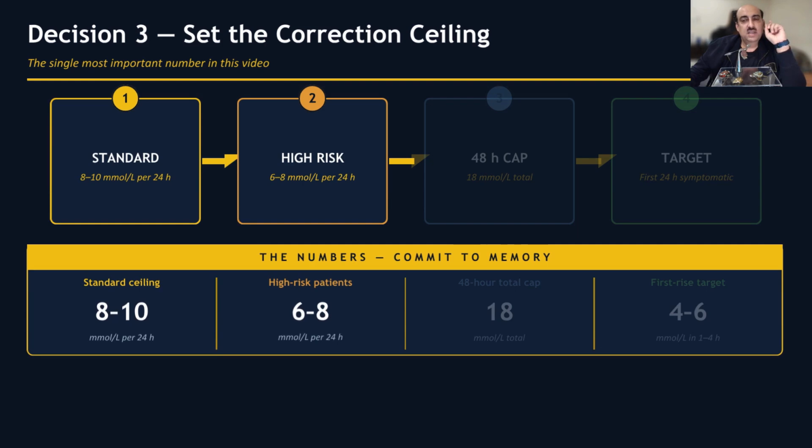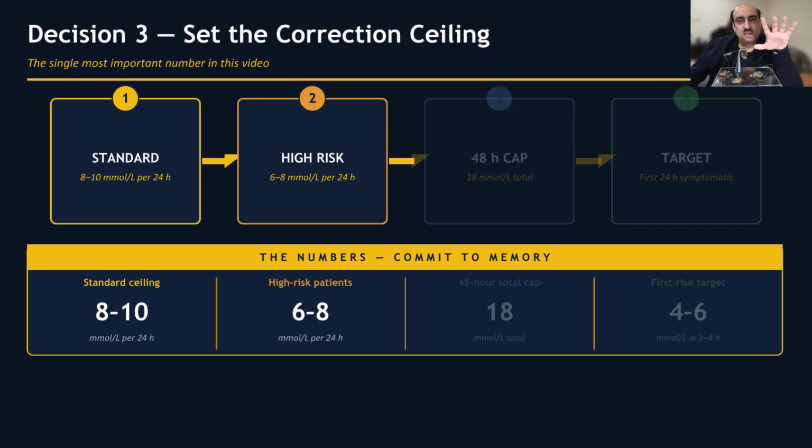Setting the correction ceiling. These are the most important numbers in this video to remember. We will come to the mnemonic later, which I developed myself. Anyhow, the standard ceiling is number 1, which is 8 to 10 millimoles per liter per 24 hours. We have discussed it again and again. This applies to most patients, except the high-risk patients, in whom the target correction will be 6 to 8 millimoles per liter in the first 24 hours.